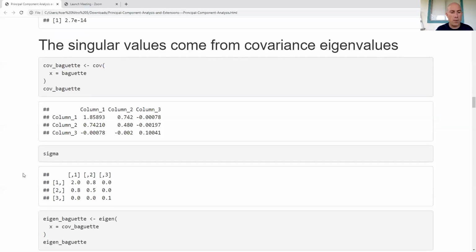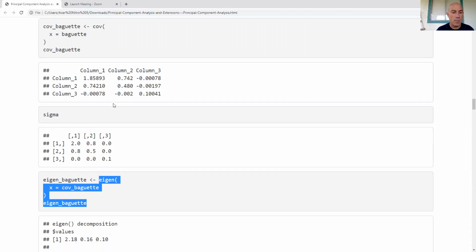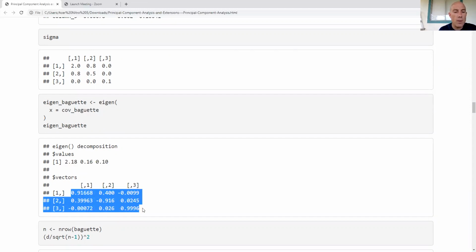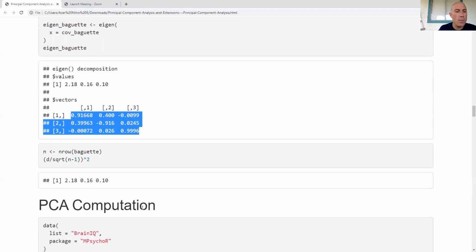Not perfect, but close. Now, if I take the eigenvalues of that covariance matrix, the one that is coming from the data, I can see that I get my decomposition, or eigenvalue decomposition. Here are the eigenvalues, and here I get the loading vectors, or something related to it, I should say.